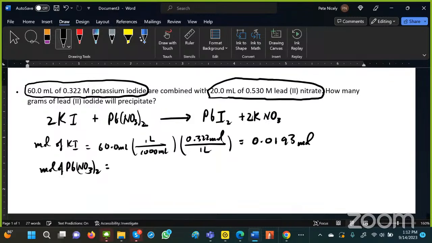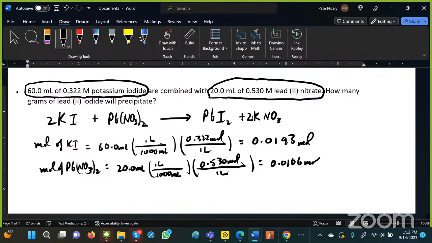And then I'll do a similar calculation for the lead(II) nitrate, so moles of Pb(NO3)2. That would be equal to 20.0 mL times 1 liter over 1,000 mL, and then I'll multiply that by its molarity, which is 0.53 moles over 1 liter. Let me do that number crunching. So that's 20 divided by 1,000, and then I multiply by 0.530.